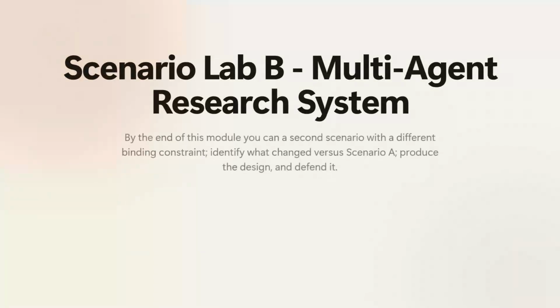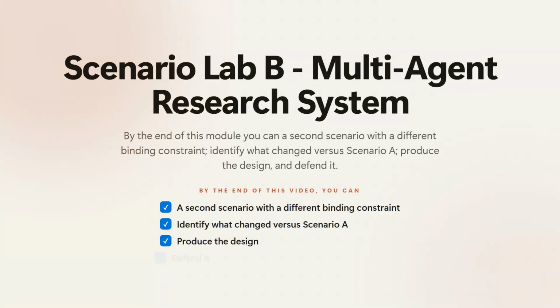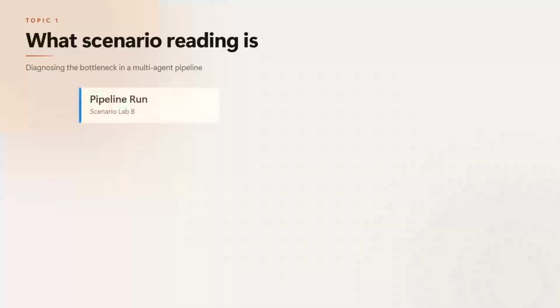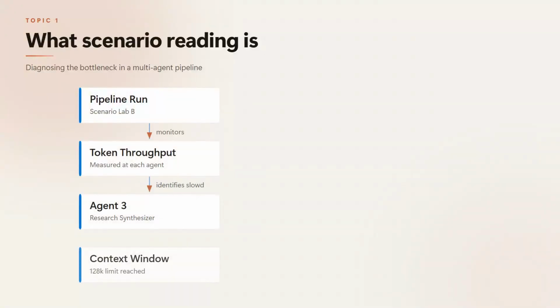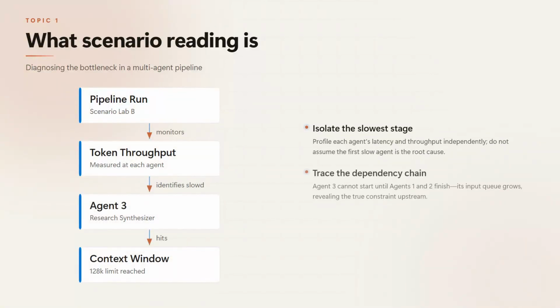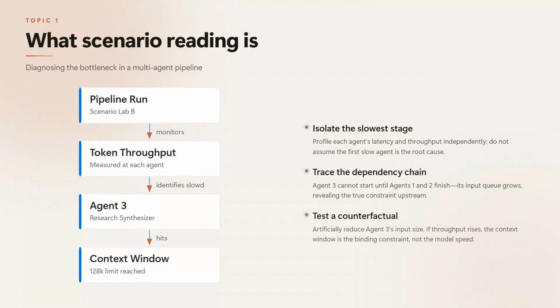By the end of this module, you can read a second scenario with a different binding constraint, identify what changed versus scenario A, produce the design, and defend it. Here is how this module builds up. Scenario reading is a method for extracting the binding constraint from a situation description. It is not about recalling a pattern from a playbook. The distinction people get wrong is thinking they need to know the right answer in advance. You do not. You need to identify the one limit that makes some approaches impossible, and then choose among those that remain.